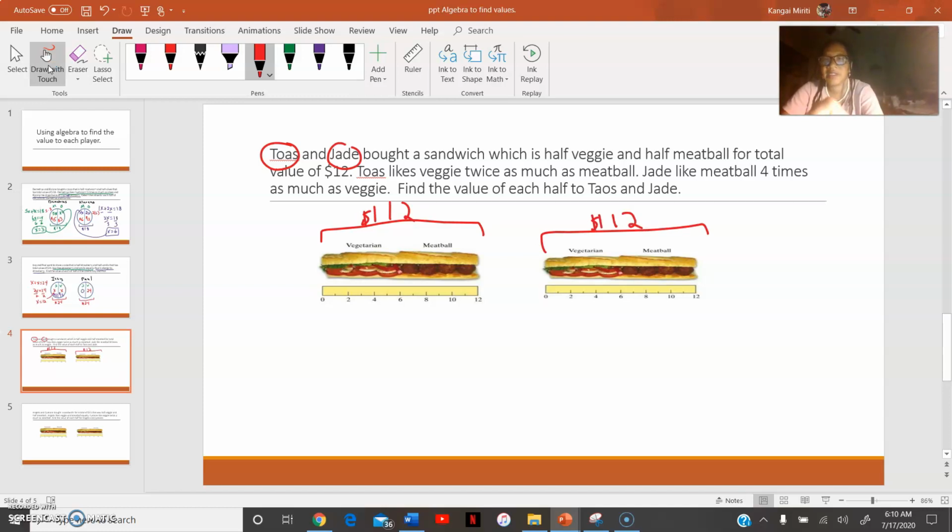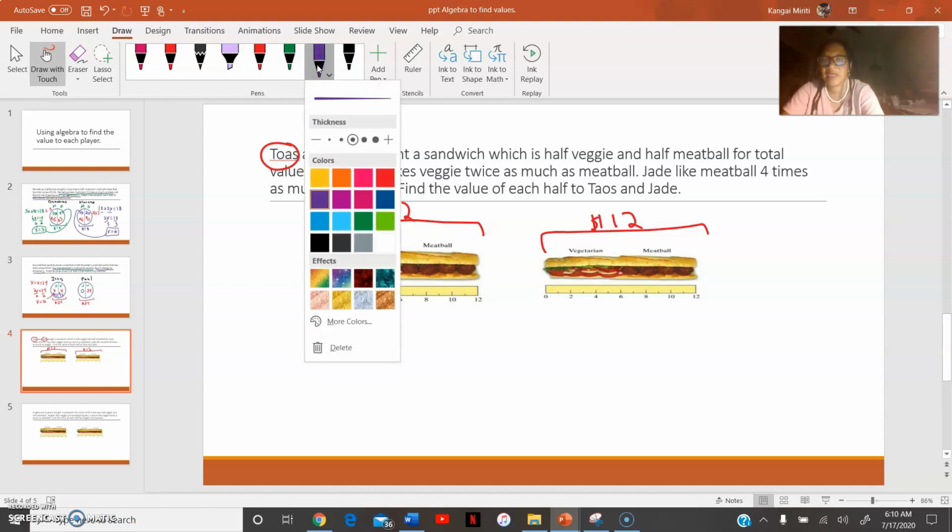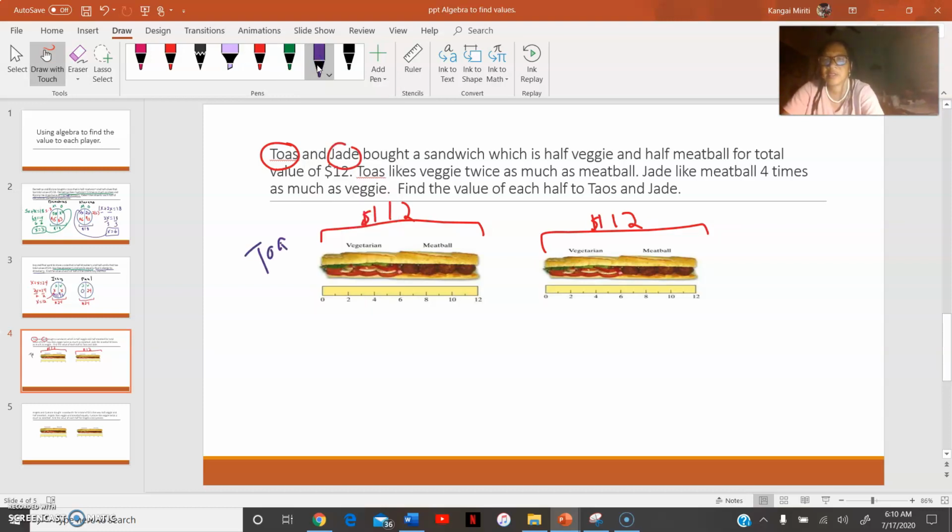And again, let's let this sandwich represent how Toaz feels about this sandwich. And then we'll let this side represent how Jade feels about this sandwich. And let's see what we know. It has a veggie side, it has a meatball side. Toaz likes the veggie twice as much as the meatball. So let's just put the dividing line here. So for Toaz, the veggie would be 2x, and the meatball would be x.